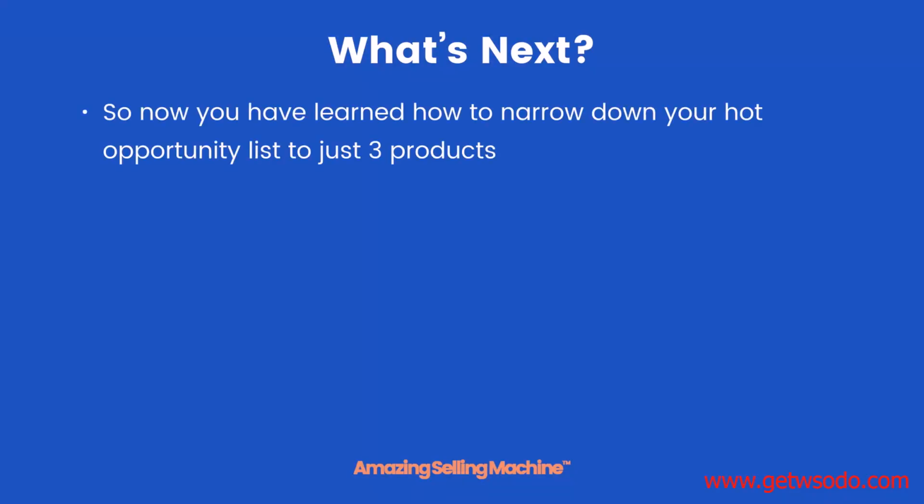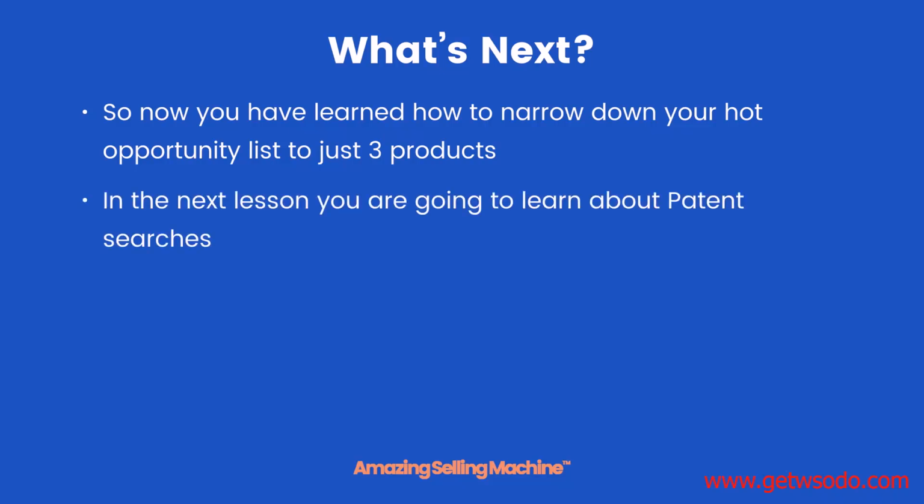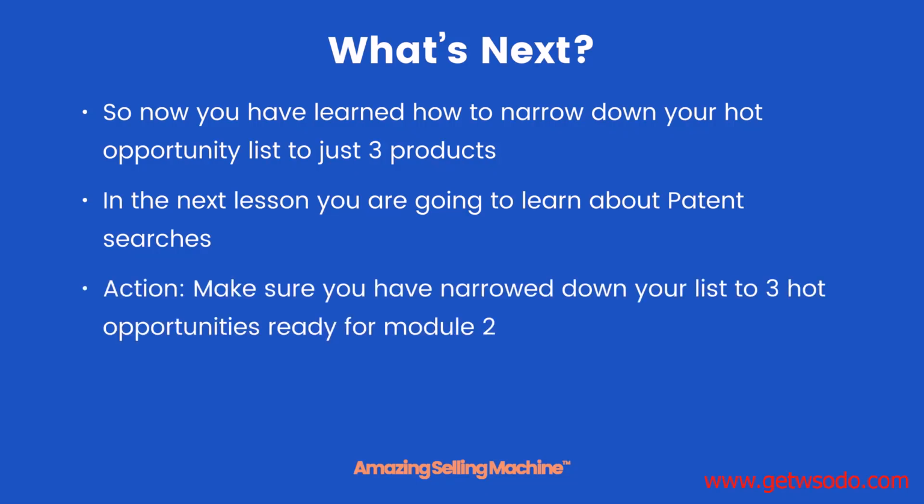So what's next? So now you've learned how to narrow down your hot opportunity list to just 3 products. Remember, do not delete any of the other products. You want to keep them. And the next lesson, you're going to learn about pattern searches. Action step, make sure you have narrowed down your list to 3 hot opportunities ready for module 2.